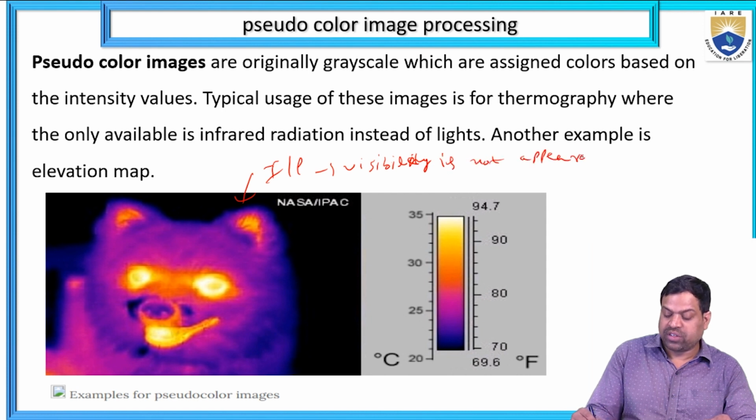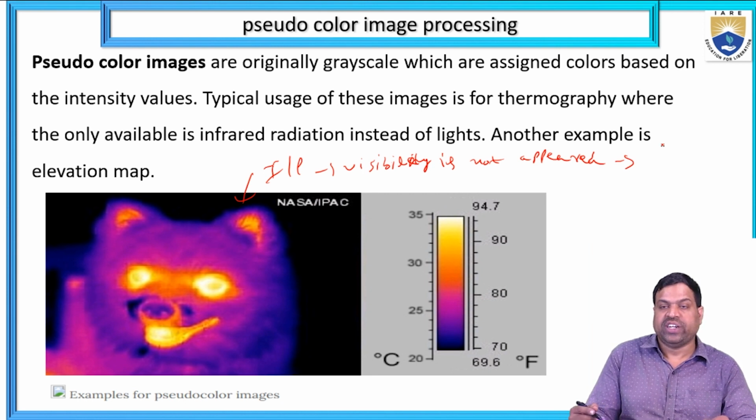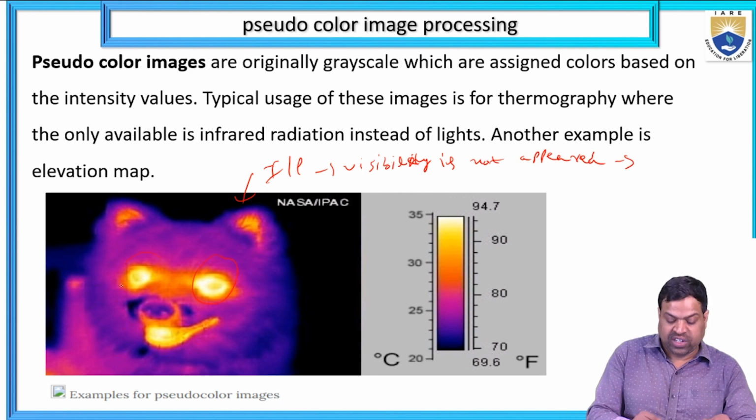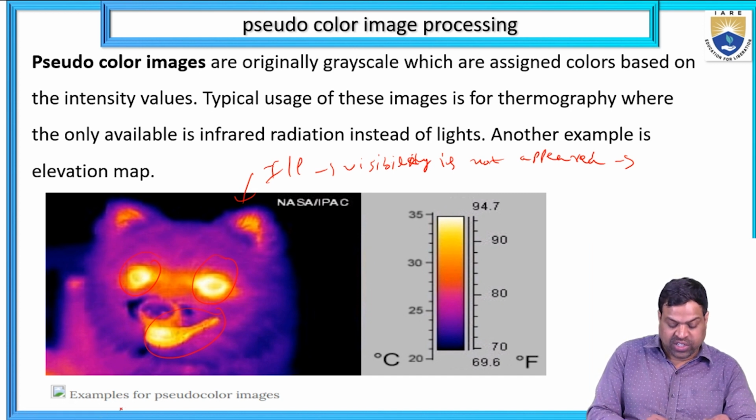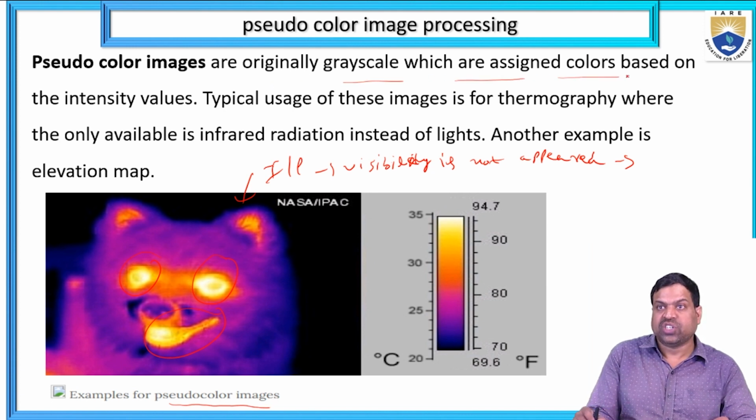visibility is not appeared. So what do we have to do? We have to make some modifications to the intensities. We can see here these are visibly not good. Actually, it is an original NASA image, but we can't see it as per the human visibility system. It is typical to see the image. So it is an example of a pseudo color image, originally grayscale, with colors assigned based on the intensity values.